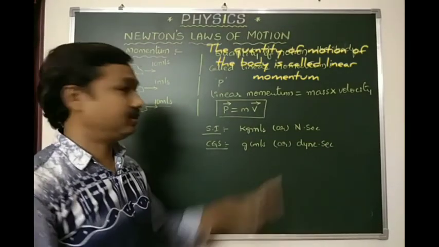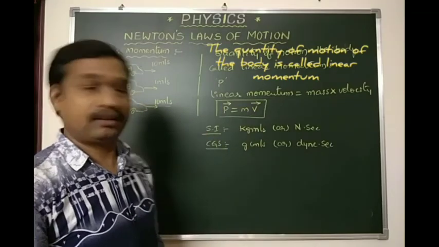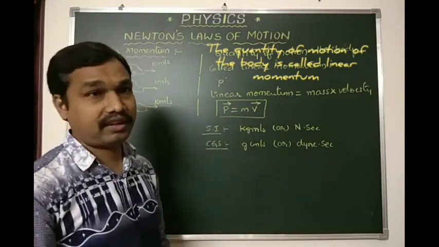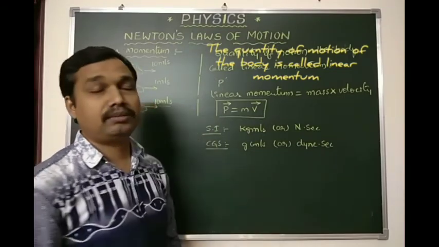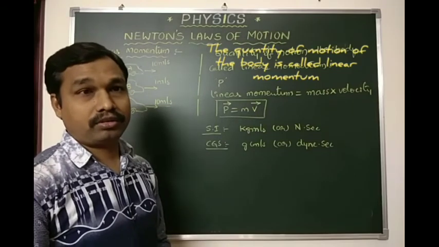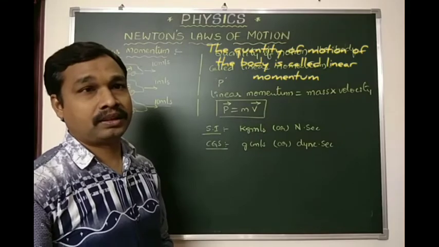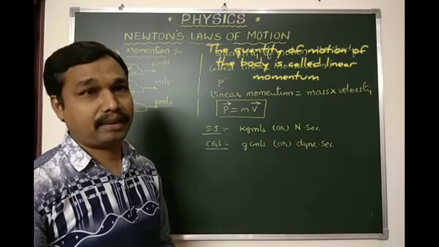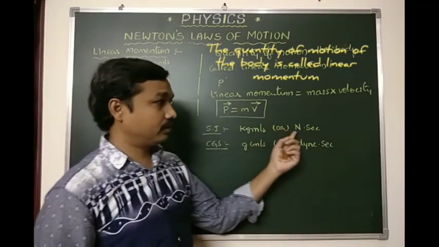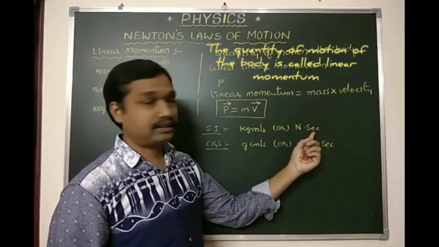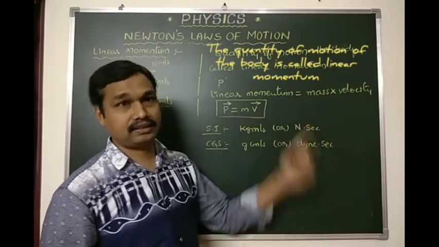In a further class, in Newton's second law of motion, we will get one definition. I will give you one small idea about it. Linear momentum is giving you the product of force and short time interval. The product of force and time interval is called linear momentum. Force is in Newton, time we are considering as second, so we get Newton second. The CGS unit is dyne second.